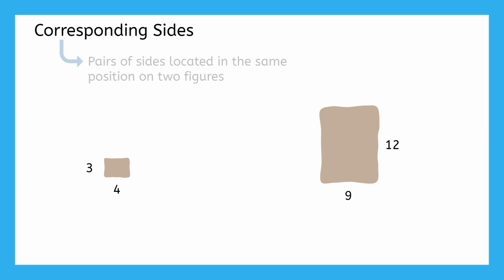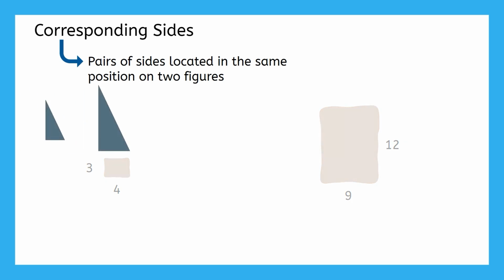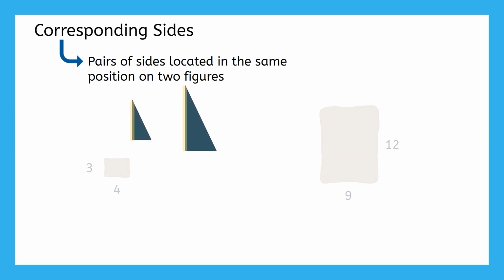It was rotated or turned, so before we can calculate the scale factor, we have to find the sides that correspond to each other. Corresponding sides are pairs of sides located in the same position on two figures. Take these triangles, for example. These two sides of the triangles are corresponding because they're in the same position on the two triangles. And no matter how the triangles are oriented or turned, those two sides are still corresponding to each other.